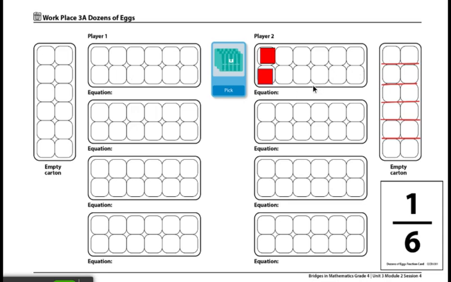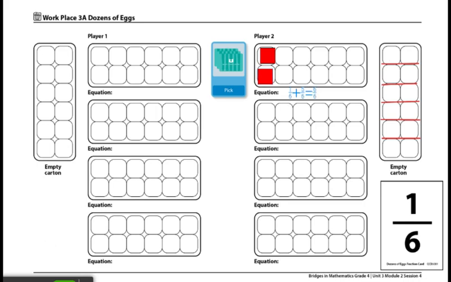For example, let's say I had 1/6 as player 2 first. Then my next round, I had 5/6. I'd say 1/6 plus 5/6 equals 6/6 or 1 whole, because that would cover up the 1 whole egg carton. So I would write my equation here.